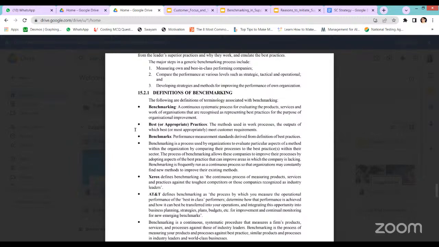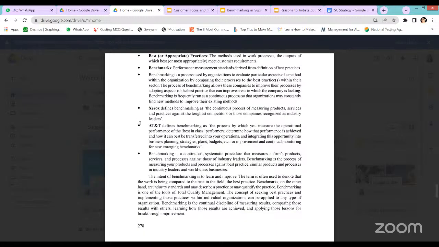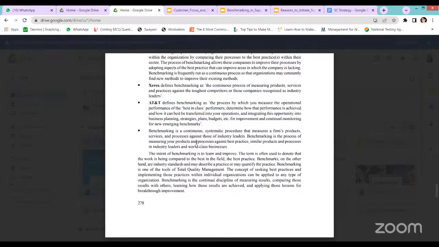Okay, it's a process which continuously involves improving its activities and performance. So benchmarking can also be defined as the continuous process of measuring products, services, and practices against the toughest competitors or those companies recognized as industry leaders. AT&T also defines benchmarking as a process by which the users... So you can write any one of those, or you can give the meaning.